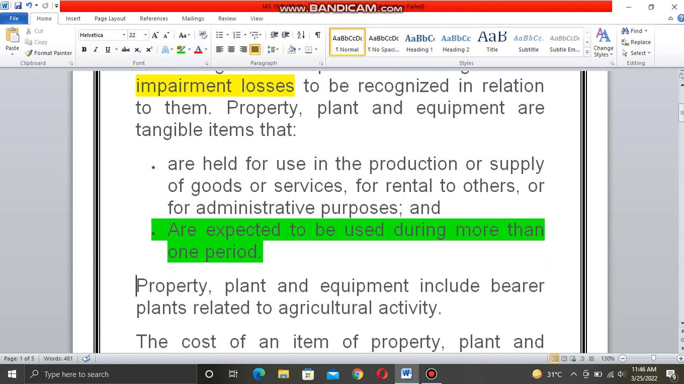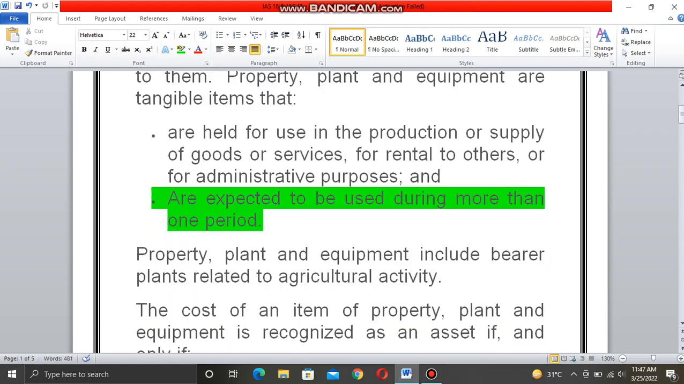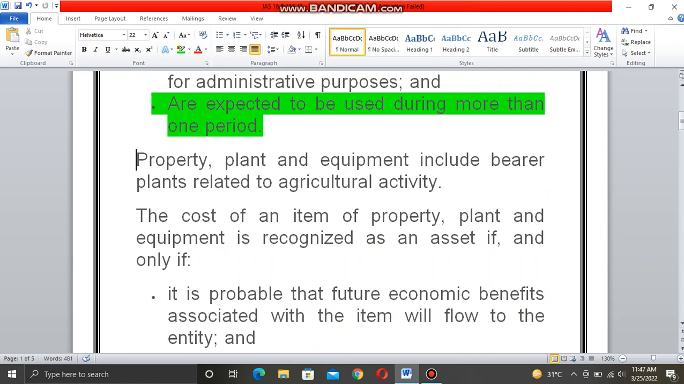It means that these assets are non-current assets. Property, plant, equipment are non-current assets, and these are tangible assets. Property, plant, and equipment include various plants related to agriculture activities. In the next video, I'm going to explain IAS 41 Agriculture, and then I will show you the distinctions between IAS 41 and IAS 16. What are the differences between these two standards?